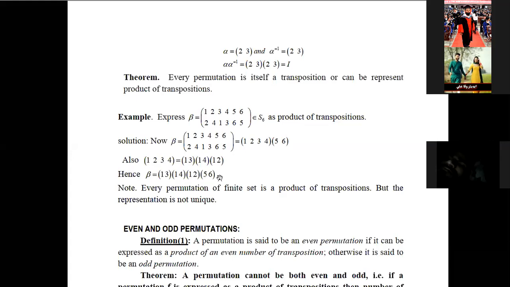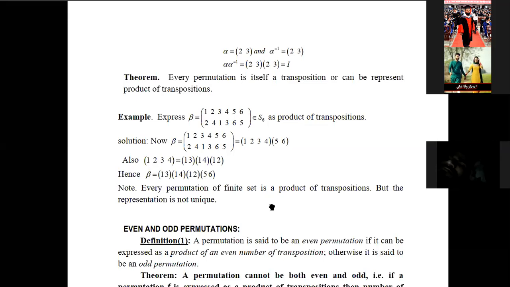Now every permutation of a finite set is a product of transpositions, but the representation is not unique. I told you before, the representation is not unique. It means maybe we write it this way: (1 2)(2 3)(3 4), but the number of transpositions is always fixed. Here it is (1 2 3 4), so in every way the number of transpositions is always 4.